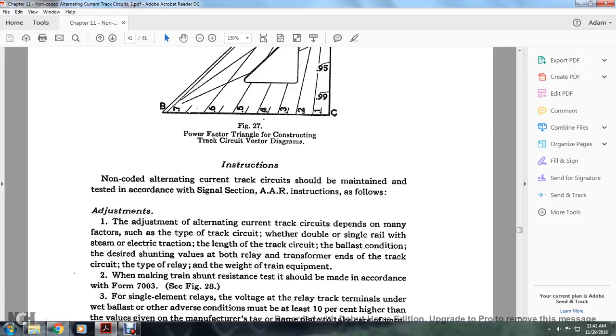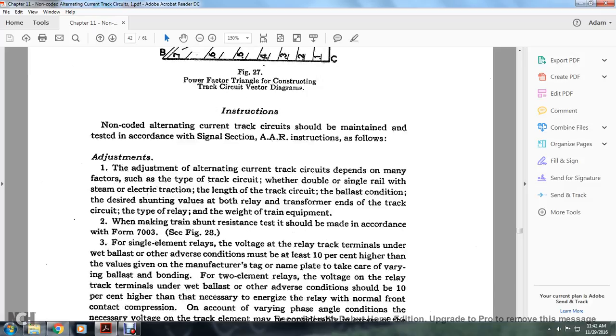Non-coded alternating current track circuits should be maintained and tested in accordance with the Signal Section, Association of American Railroads instructions as follows. 1. Adjustment of alternating current track circuits depends on many factors, such as the type of track circuit, whether double or single rail, with steam or electrical traction, length of the track circuit, ballast condition desired, the shunting volt value of both relay and transformer, end of the track circuit, the type of relay, and the weight of the train equipment.